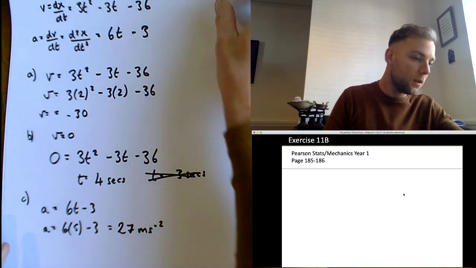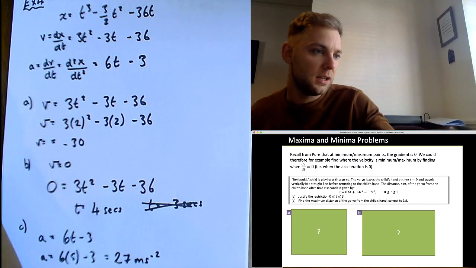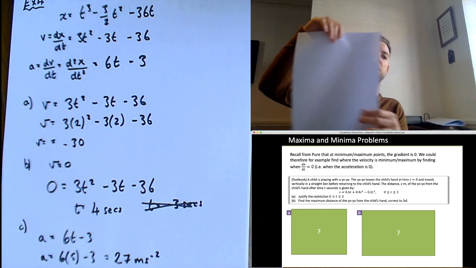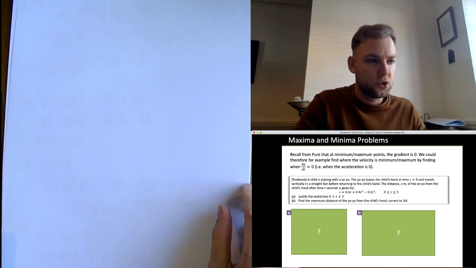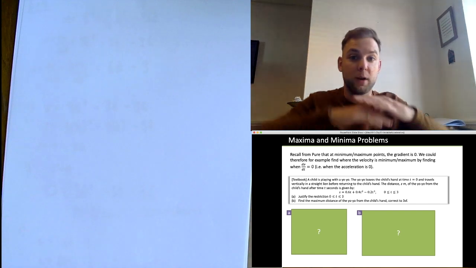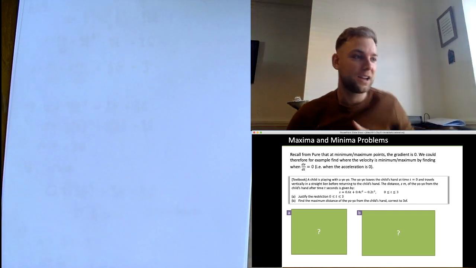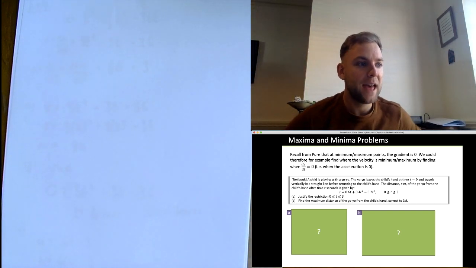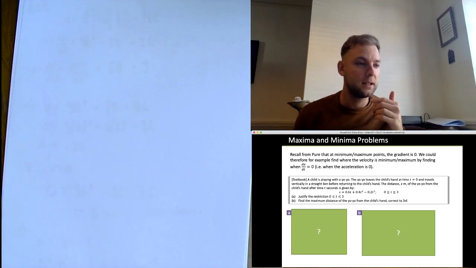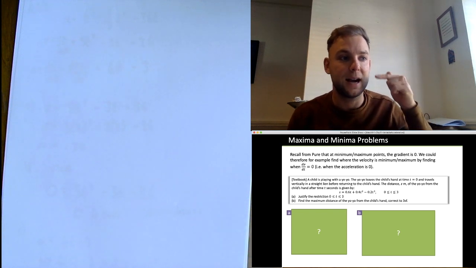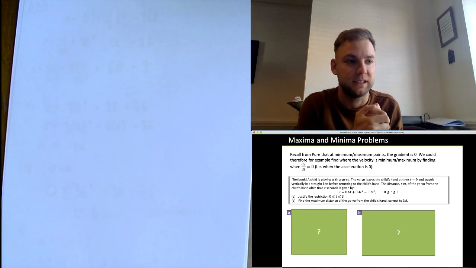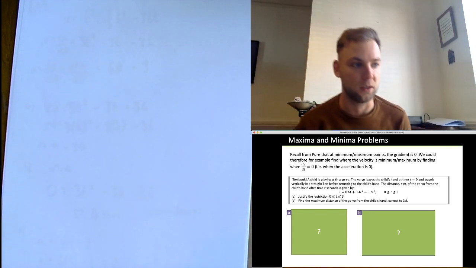I am going to carry on with this. We're just going to move on to the last little part of today's lesson, which is maxima and minima problems. From pure, we know that a maximum and minimum point is when the gradient is equal to 0, that flat curve. Therefore we get a maximum velocity when dv by dt is equal to 0. When that acceleration is equal to 0, we're getting a maximum velocity.